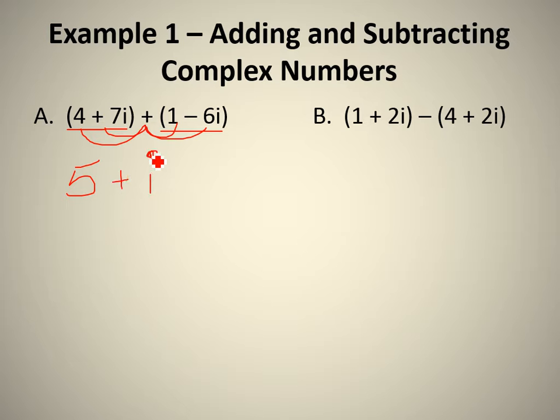And then for part B, I'm going to do some subtracting. So for here, I'm going to do 1 minus 4, which is -3. And then I'm going to do 2i minus 2i, which if you notice, they cancel each other out. And I'm just left with a -3 here.